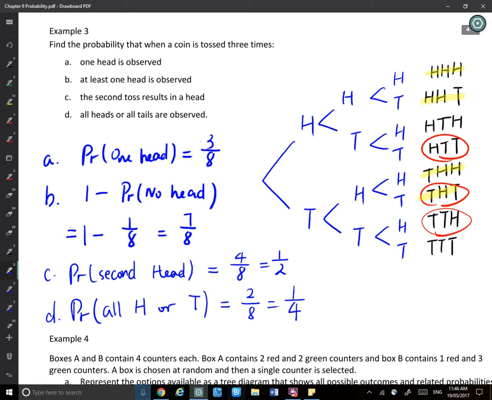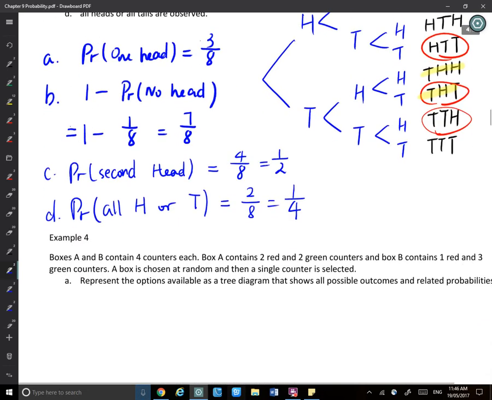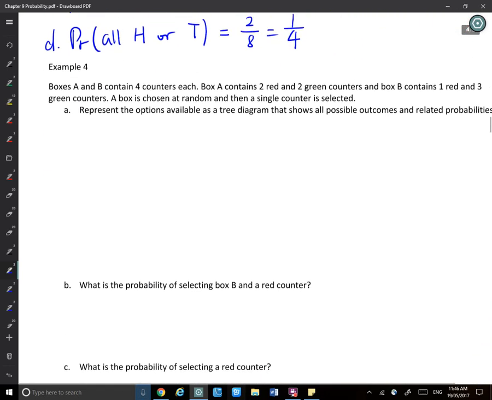Okay, for this tree diagram, everything is a half. All the branches have probability a half. Each one will have probability a half. So let's have a look at the next one.